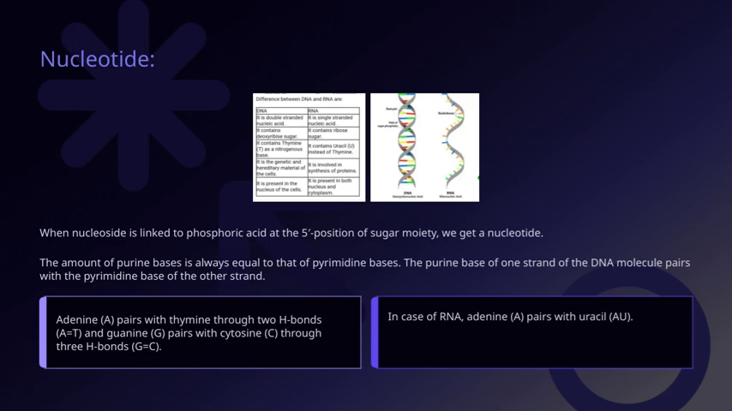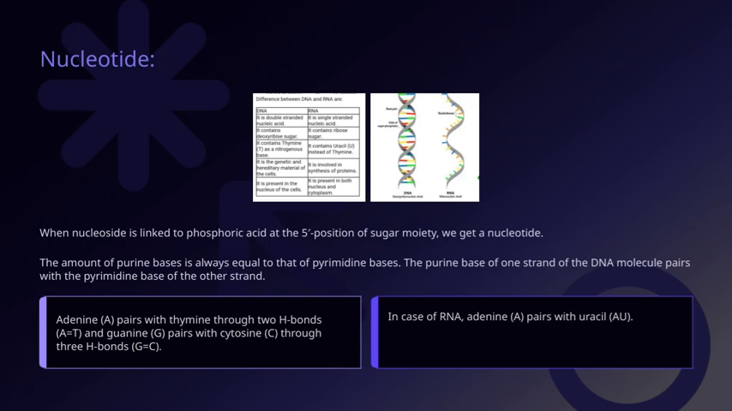An important concept here is the balance between purine and pyrimidine bases. The amount of purines, which are adenine and guanine, always equals the amount of pyrimidines, like thymine and cytosine. This pairing maintains the uniform width of the DNA double helix. To put it simply, the purine base on one strand always pairs with a pyrimidine base on the opposite strand.